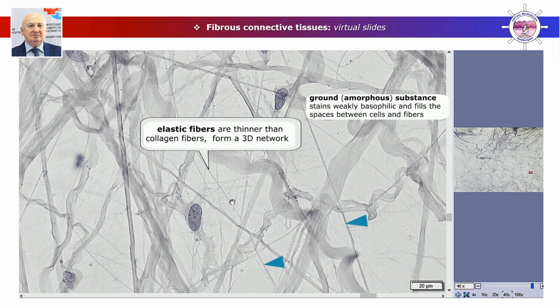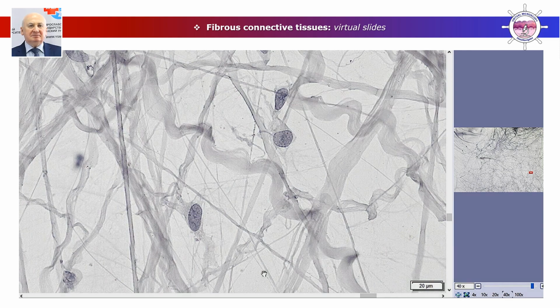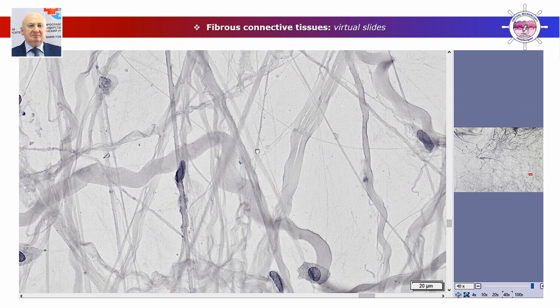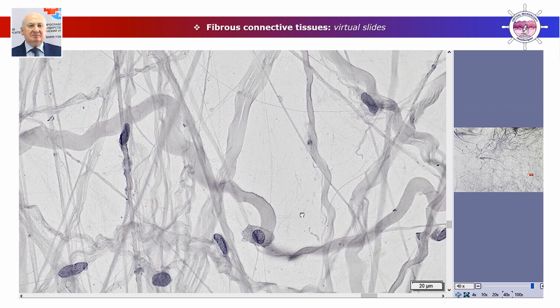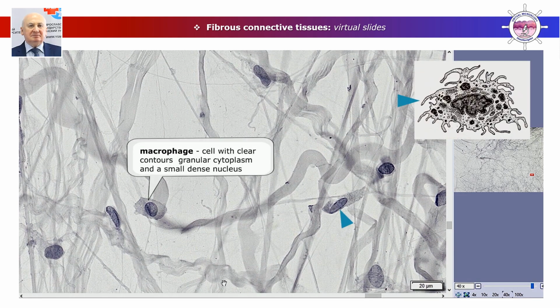The ground or amorphous substance stains weakly basophilic and fills the spaces between cells and fibers. Macrophage or histiocyte is a cell with clear contours, has an uneven shape, granular cytoplasm, and a small dense nucleus.